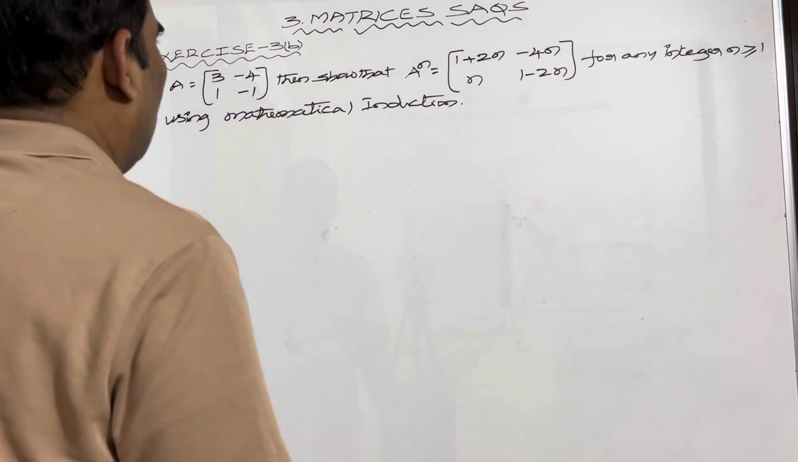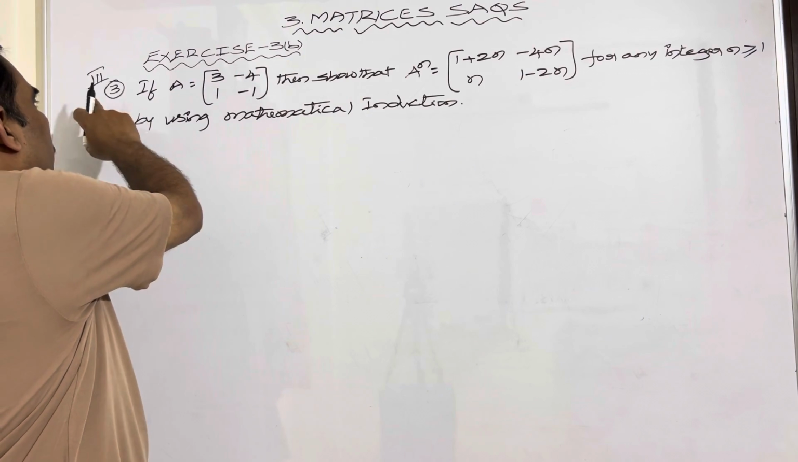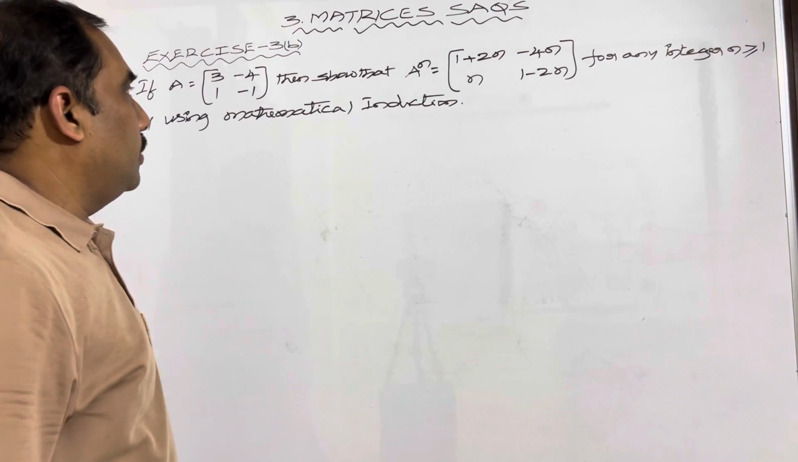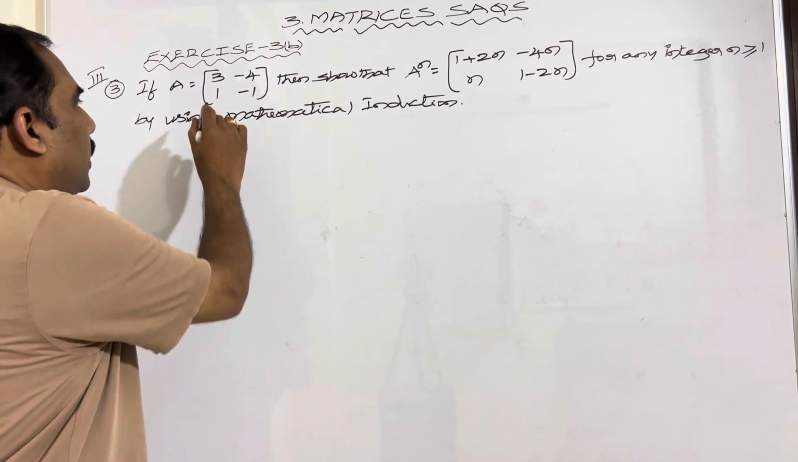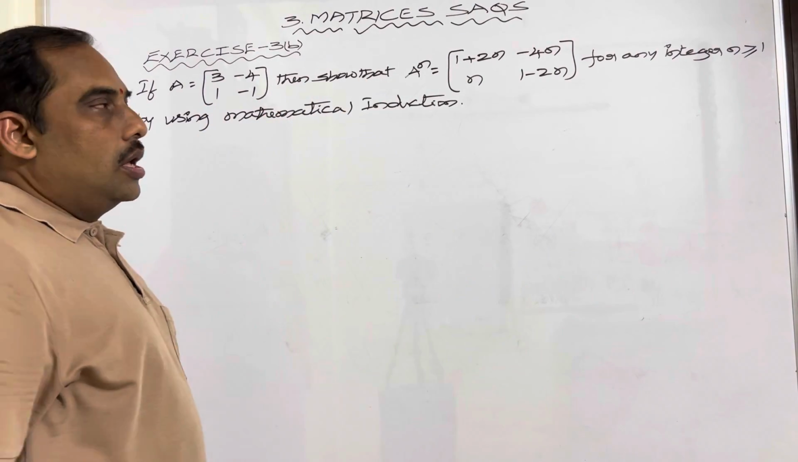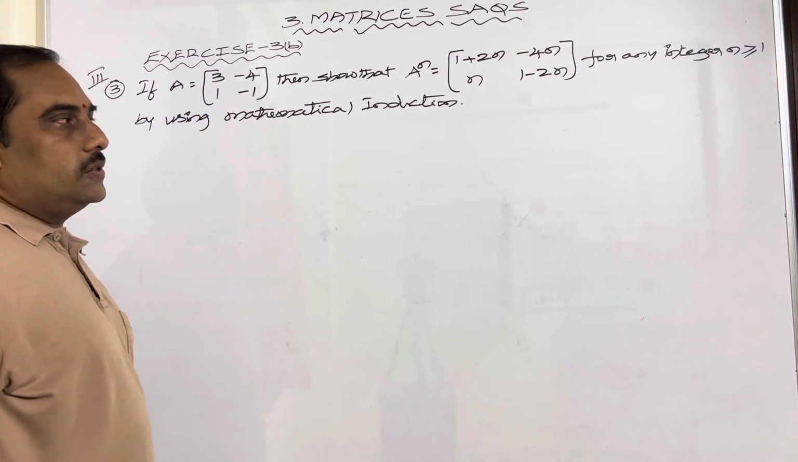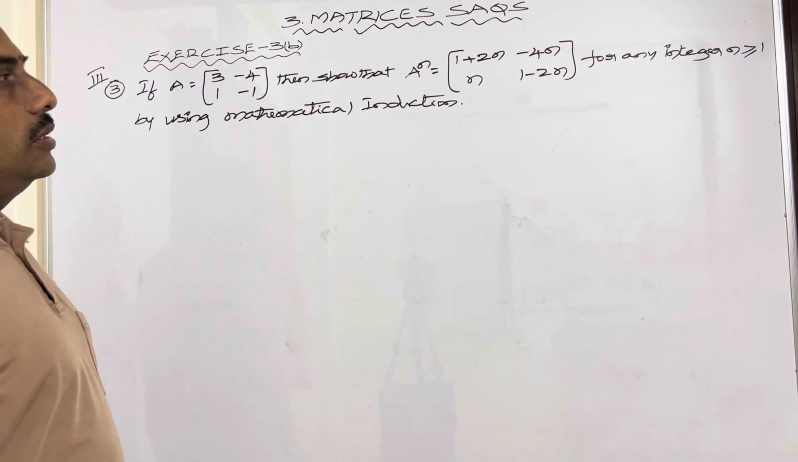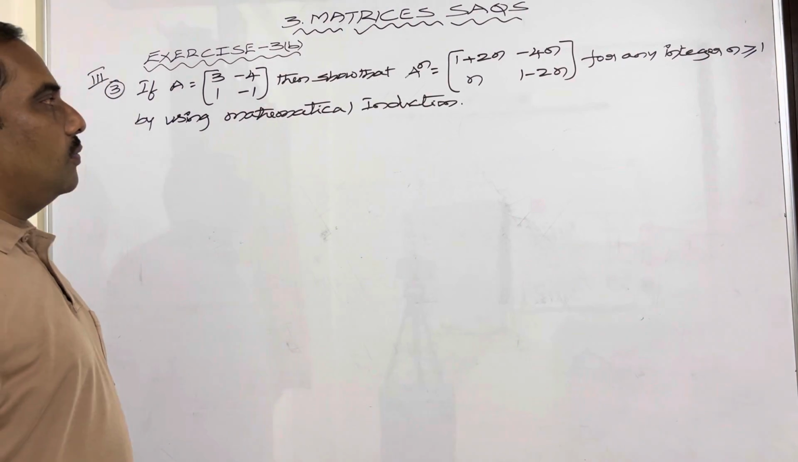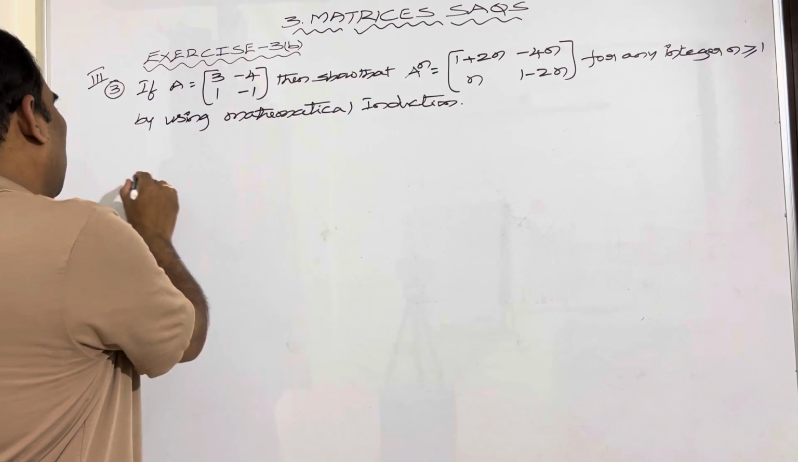So in this we are discussing matrices, SAQs, exercise 3B, section 3, first problem, very important. If A is equal to [[3, -4],[1, -1]], then show that A to the power of n is equal to [[1+2n, -4n],[n, 1-2n]] for any integer n greater than or equal to 1, by using mathematical induction.